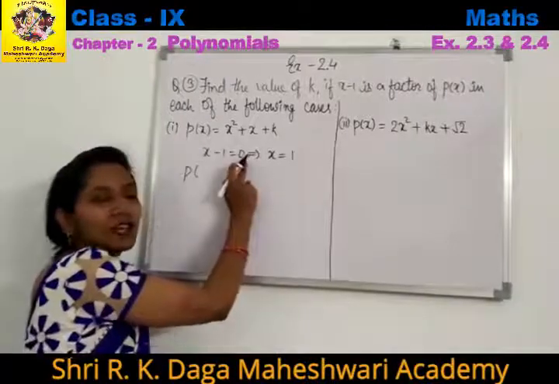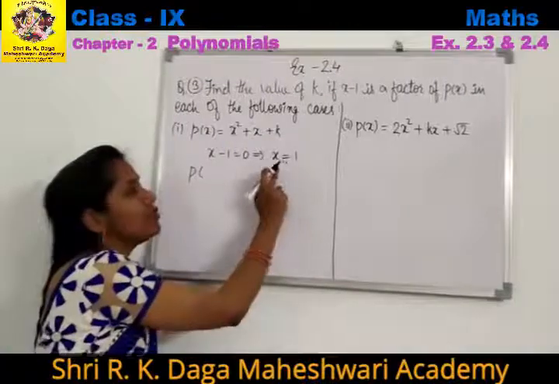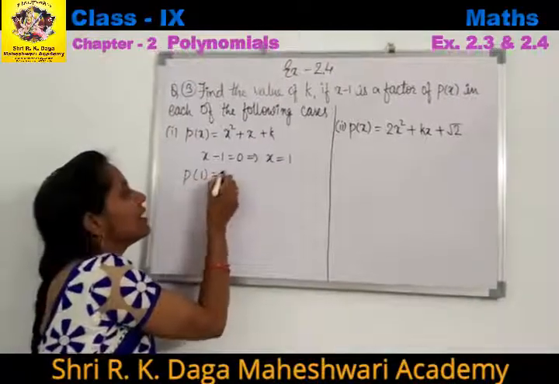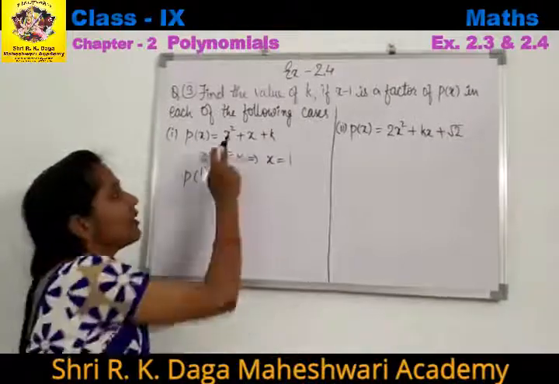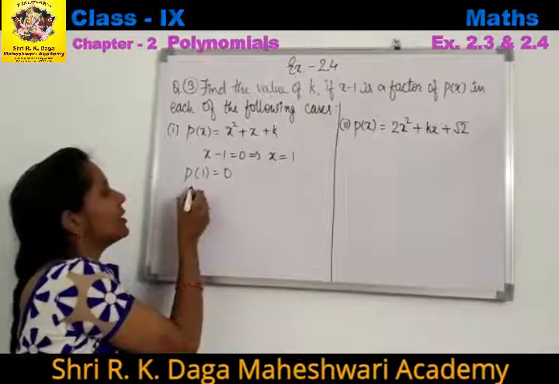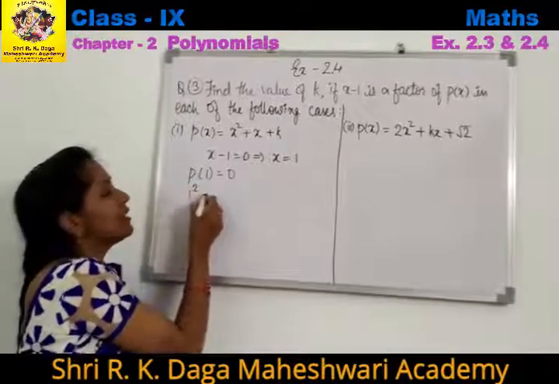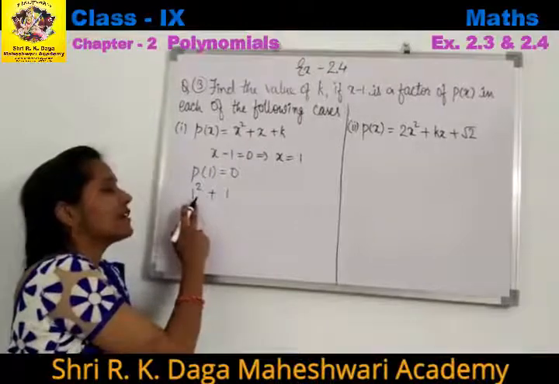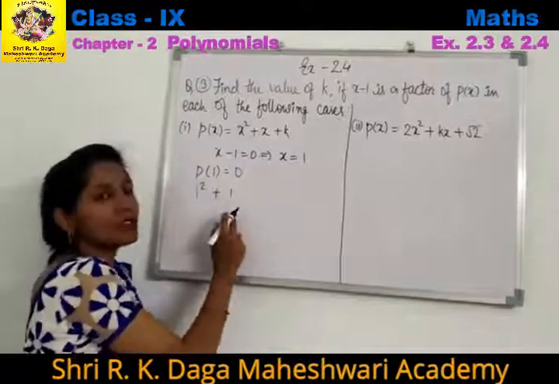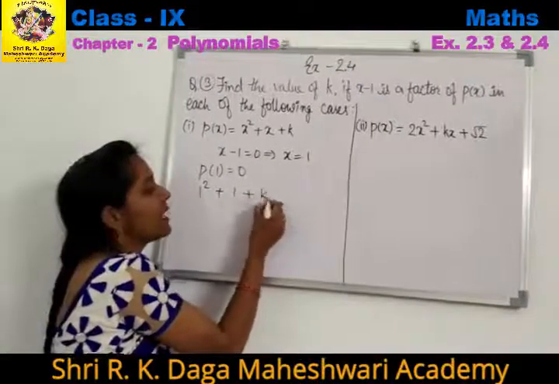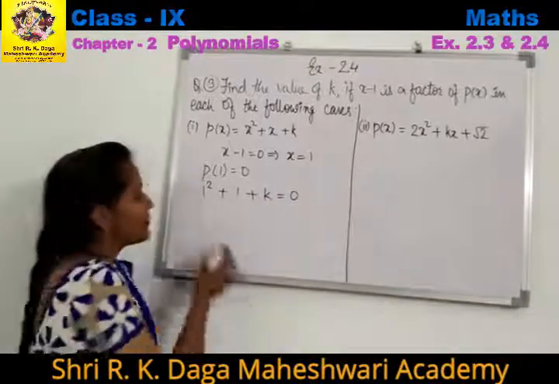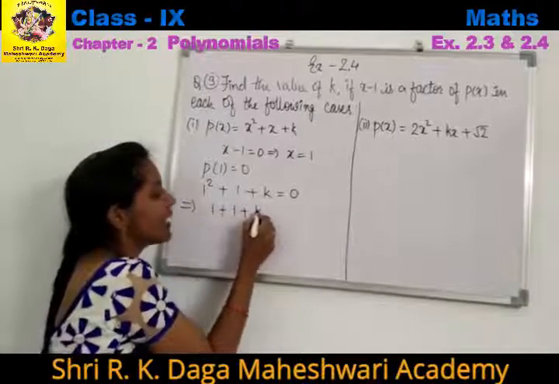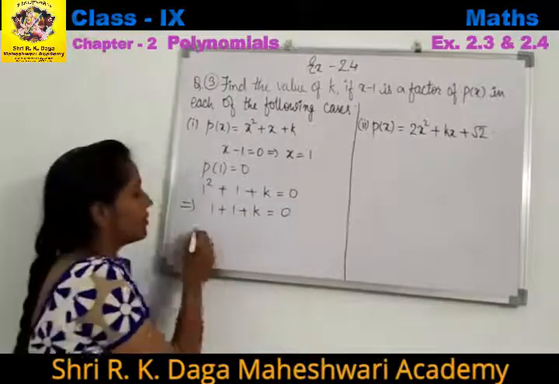Now x minus 1 is a factor of this polynomial. So when we put x equal to 1, we get p of 1 equal to 0. Now put this value in this polynomial to get 1 square plus 1. At the place of x, we are writing 1. So 1 square plus 1 plus k equal to 0, which implies 1 square is 1, plus 1 plus k equal to 0.